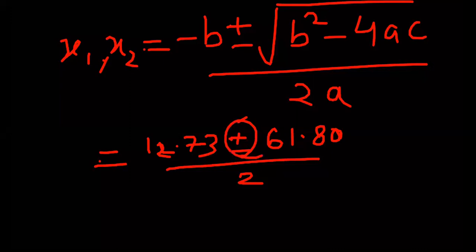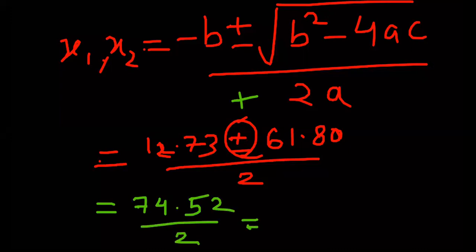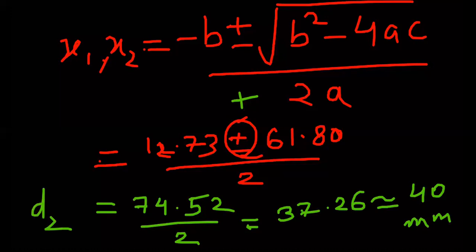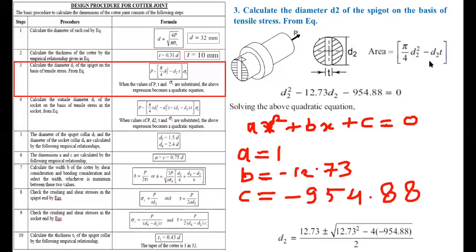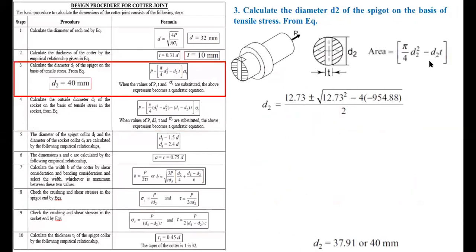And taking this as a plus, you will get the answer like 74.52 divided by 2, and that will be equal to 37.26, and approximately you can say that 40 mm. So the value of D2 is 40 mm. Like this. The value of D2 is 40 mm. Okay, any doubt in this? Okay, let's do the next step.